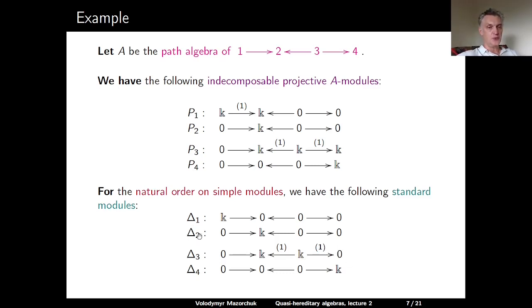To define the standard module delta 2, we take P2, which is simple, and factor out the trace of all bigger projectives. But there is nothing in the bigger vertices, there is nothing to factor out. So delta 2 is equal to P2. And finally, delta 1, we take P1, which lives at the vertices 1 and 2, and we have to factor out the trace of P2, P3, and P4. There is nothing in the vertices 3 and 4, but then there is this thing in the vertex 2, we factor it out, and what remains is just the simple module at the vertex 1. So these are the standard modules for this algebra with respect to the natural order.